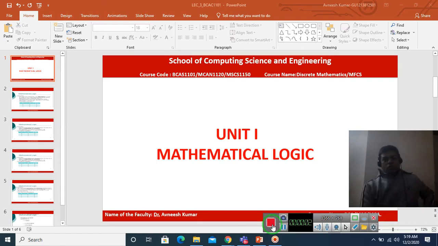This is the third lecture of Discrete Mathematics. In this lecture, we are going to discuss conjunction, disjunction, negation, implication and biimplication. Basically, there are five logical connectives, so we are going to discuss the logical connectives today. In the previous lecture, we have already discussed two logical connectives. The rest of the logical connectives we will discuss here.